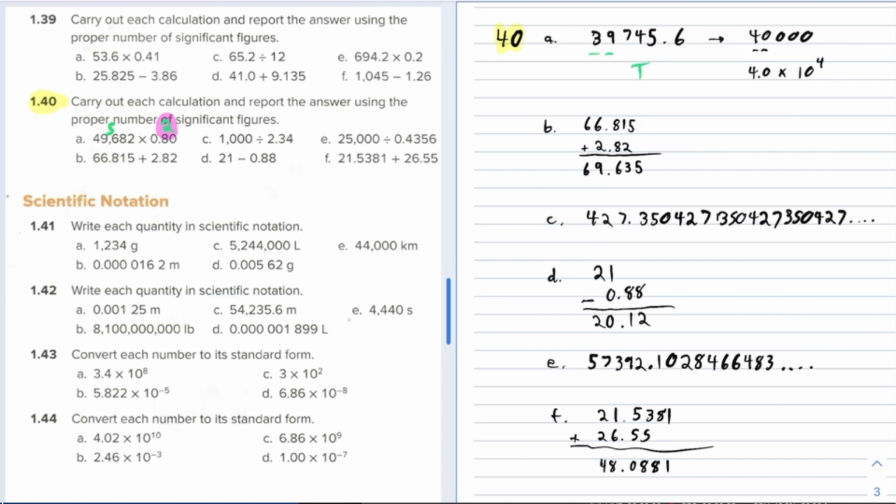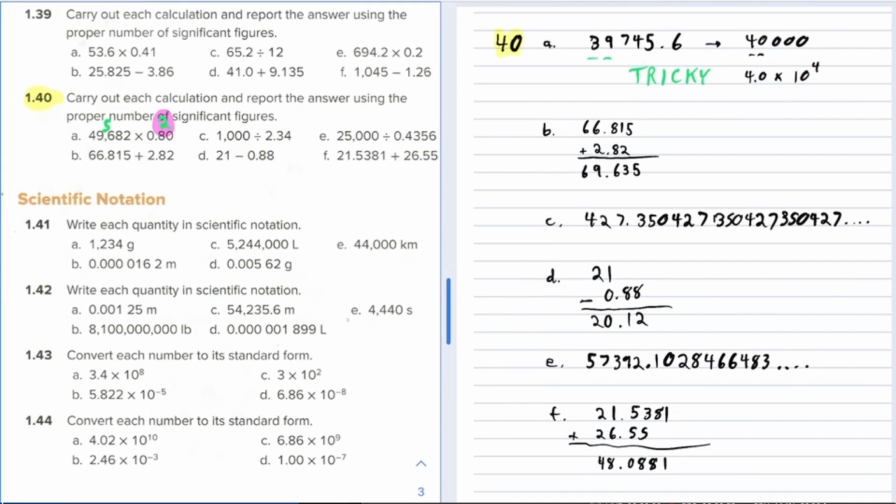Okay, this first one is tricky. Not so tricky in doing the calculation or rounding it, but tricky in that the answer looks like it's only 1 sig fig. So the better way to represent a 2 sig fig 40,000 is like that. Okay, that's the tricky part.